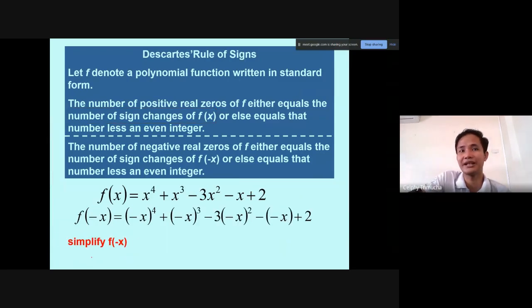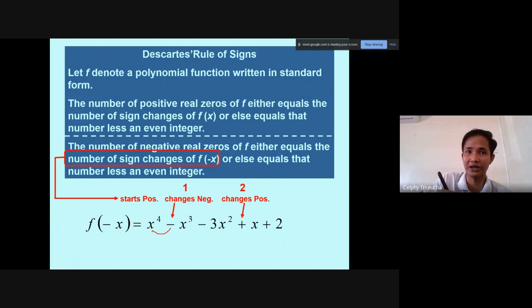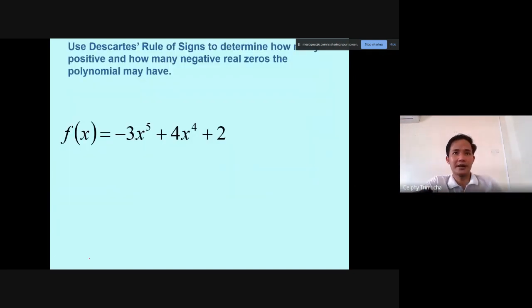Next is to substitute negative into our function, so negative x for all x. So we come up with x to the fourth minus x cubed minus 3x squared plus x plus 2. We see we have a first change. Then there is no change. We have another change. So again, we have two changes here for the negative values. So either we have 2 negative real factors or 2 minus 2, which is 0, real factors of our polynomial. So let's check by an example what this means.